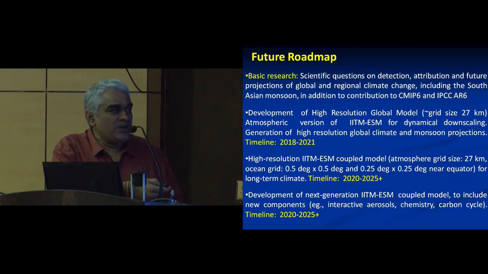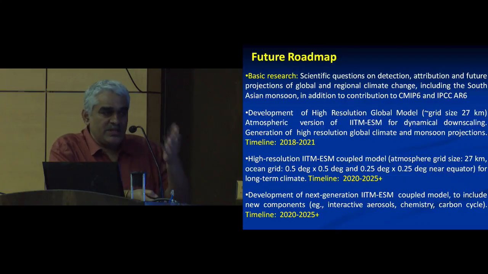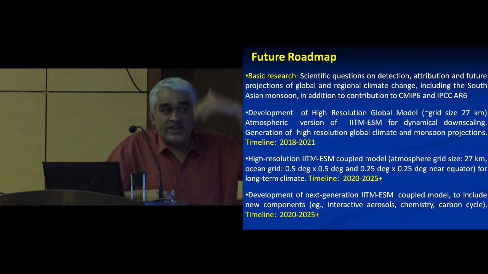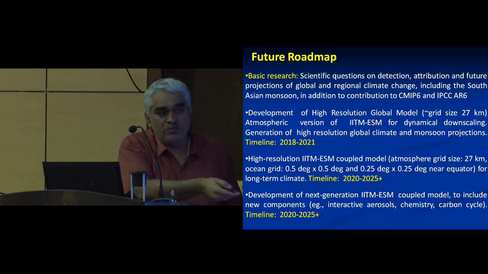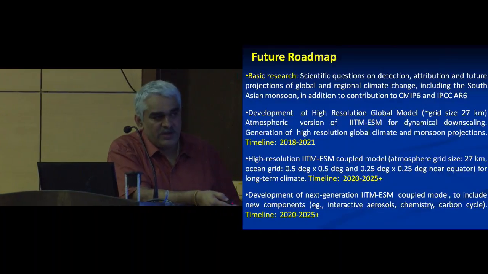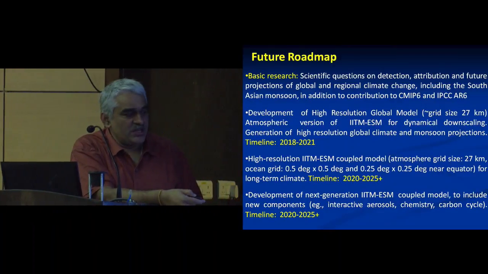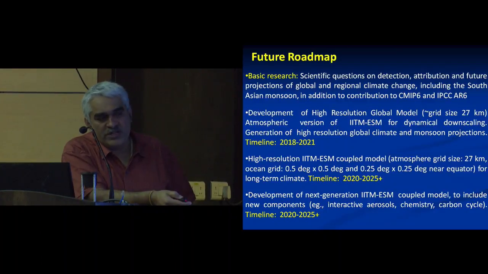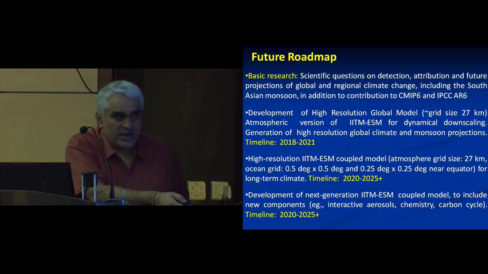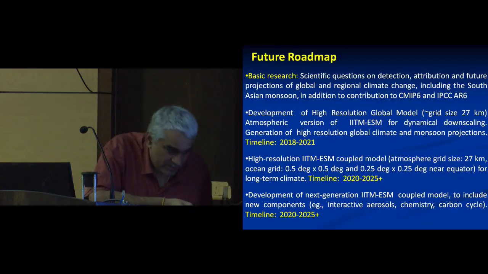And we also plan to have a high resolution IITM ESM fully coupled model. This is the plan by the ministry. This will go until 2025, just for the next 15-year vision. So I have put 2020 to 2025 plus. At the moment, given our computational resources, this is a 27-kilometer atmosphere model. The ocean we have kept at a moderate resolution at the moment. This will again depend on what kind of computer development and infrastructure availability happens.